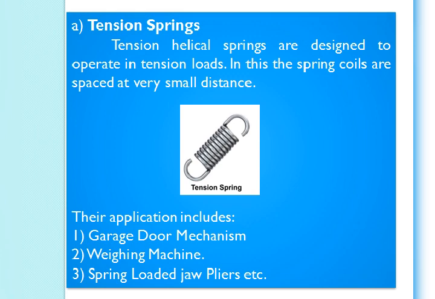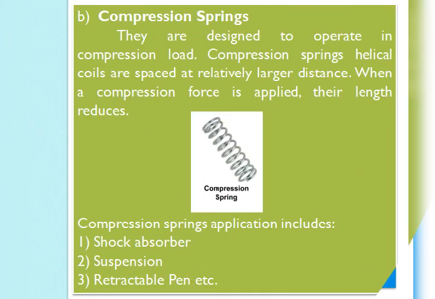Now we'll look at the applications of these tension springs: in garage door mechanisms, in weighing machines, spring loaded jaw pliers, or in the bicycle stand that you have seen. These are some of the applications of tension springs. In a helical or coil spring, the first type, tension springs, is over.